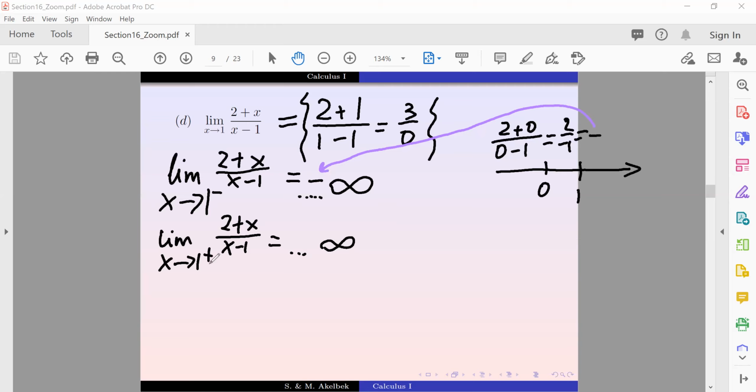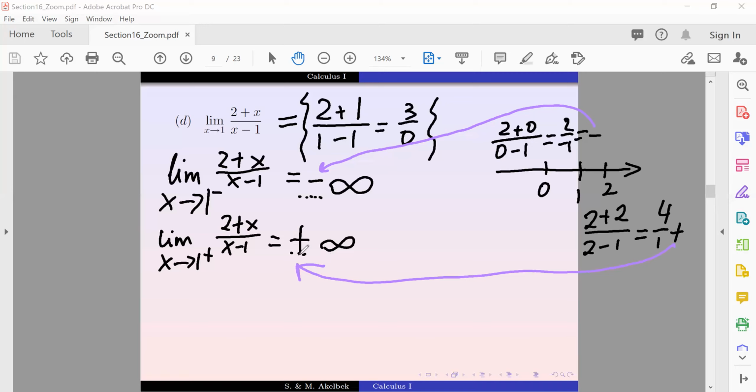Now I need to do the same for a number from the right side of 1. We can take 2 or 1/2. If I take 2, I'm going to have 2 plus 2 over 2 minus 1, which is 4 over 1, it's plus. So that gives me the plus for the infinity. So we can state that this limit does not exist because the left side limit is not the same as the right side limit.